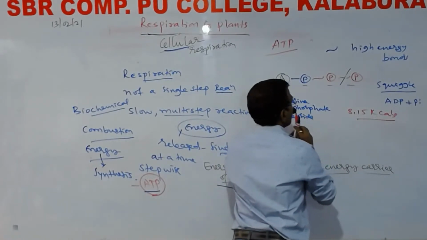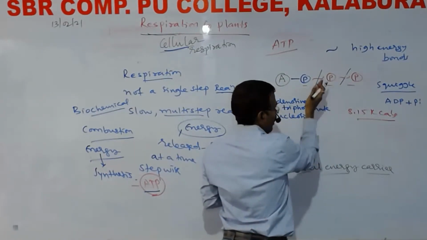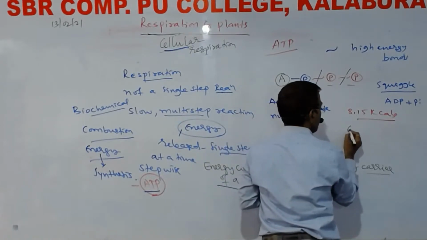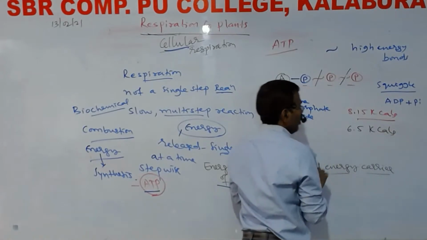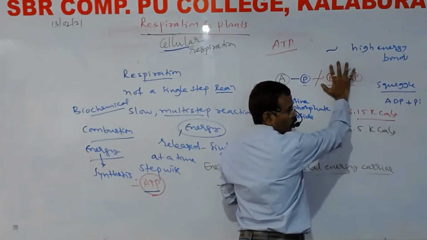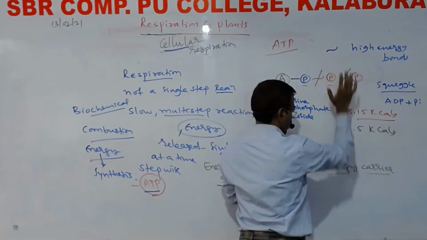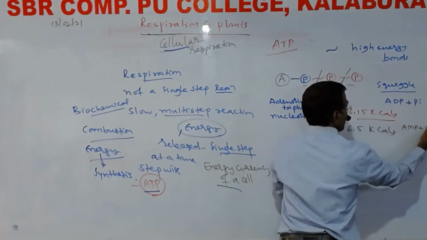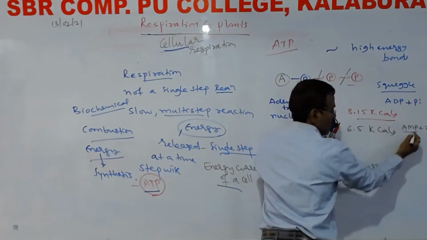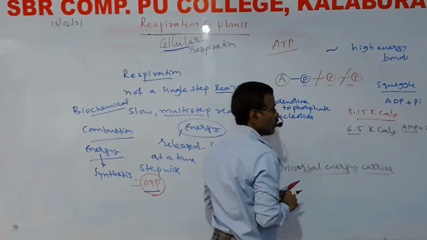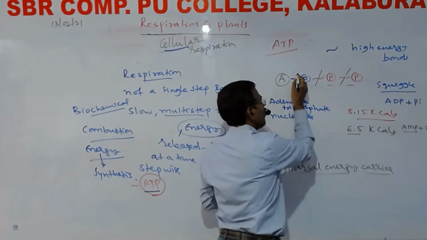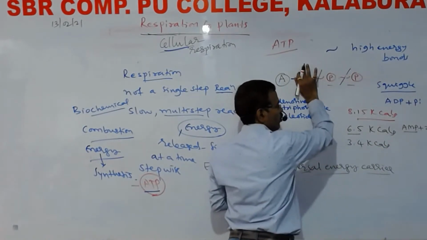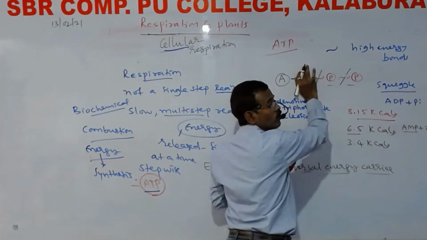Now see here, this one, when it is broken, this is the second phosphate group. When it is broken, it is going to yield 6.5 kilocalories of energy. When this is removed, how many phosphates will remain now? One. So it becomes AMP, and two phosphates get separated. This one and this one, AMP. This is a low energy bond; when it is broken, it yields 3.4 kilocalories of energy. When this phosphate is also removed, only adenosine will remain.